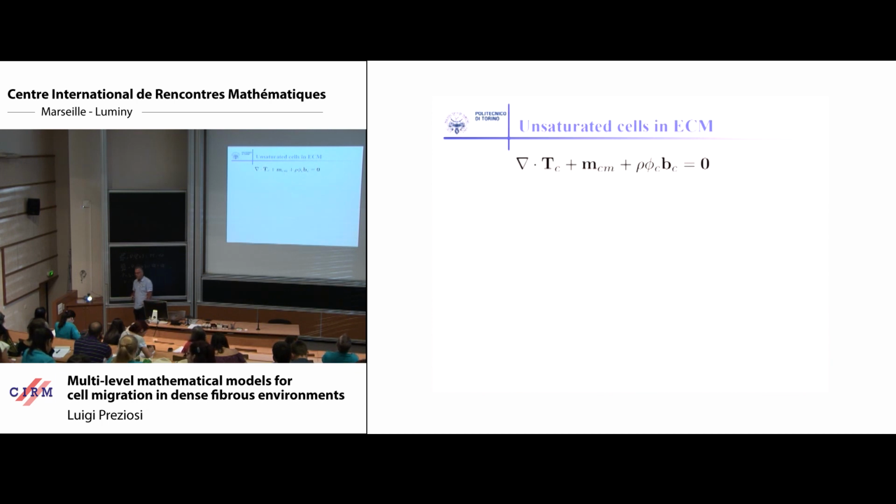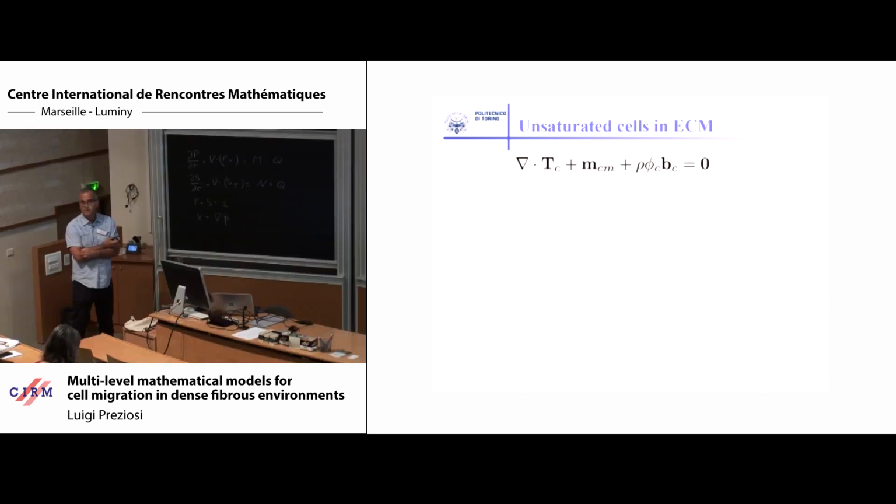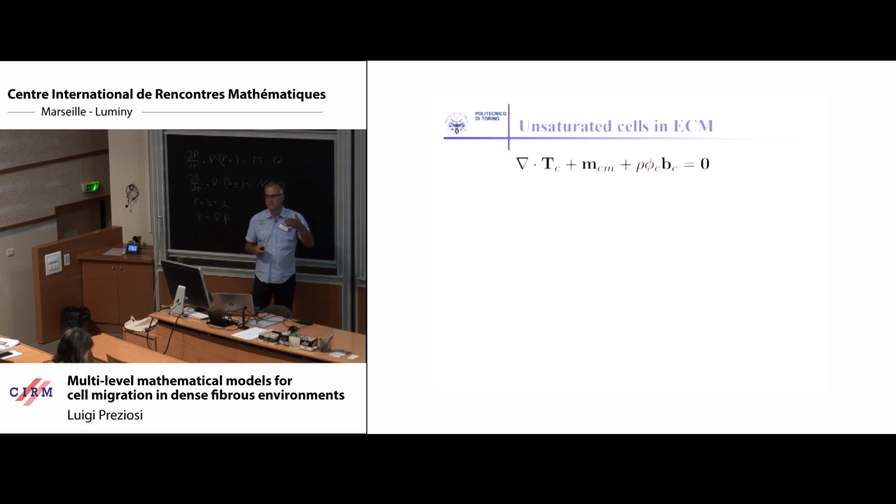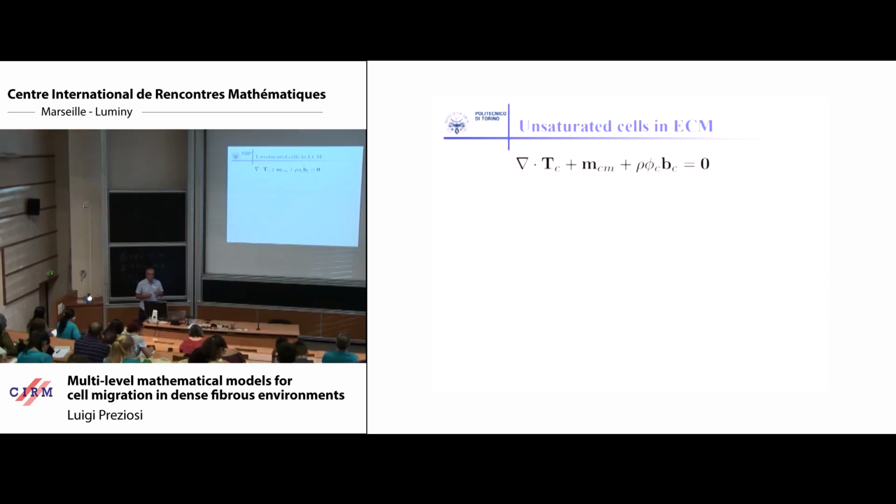Okay, now let's look at more or less the same thing for an unsaturated bunch of cells. That is, I'm taking a model in which I have cells, and if you want, I have extracellular matrix that is fixed, is rigid, it's not moving, and I want to do the same thing. So I have this equation here. I kept for a moment this body force. So I have the stress of the cell, this interaction force, and this one.